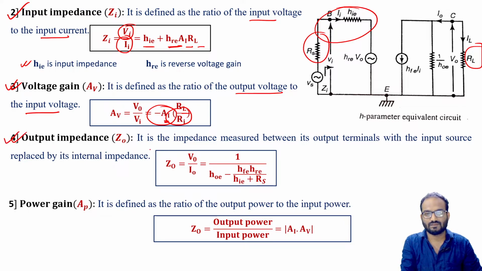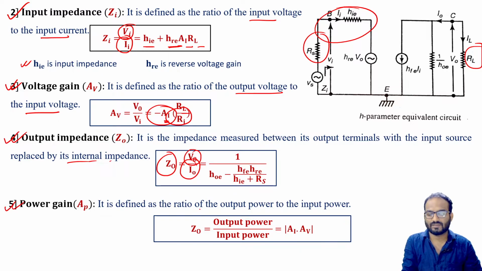Output impedance, Zo, is the impedance measured between its output terminals with the input replaced by its internal impedance. The formula is Zo equals Vo by Io, which is 1 by HOE minus HFE HRE divided by HIE plus Rs.